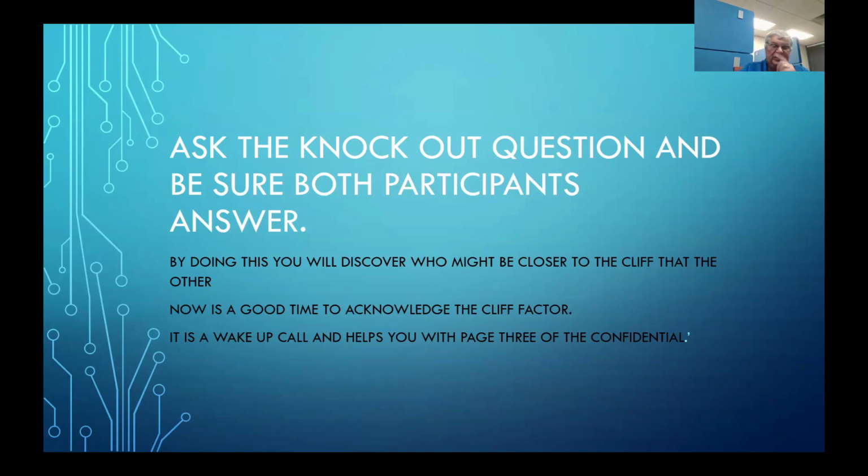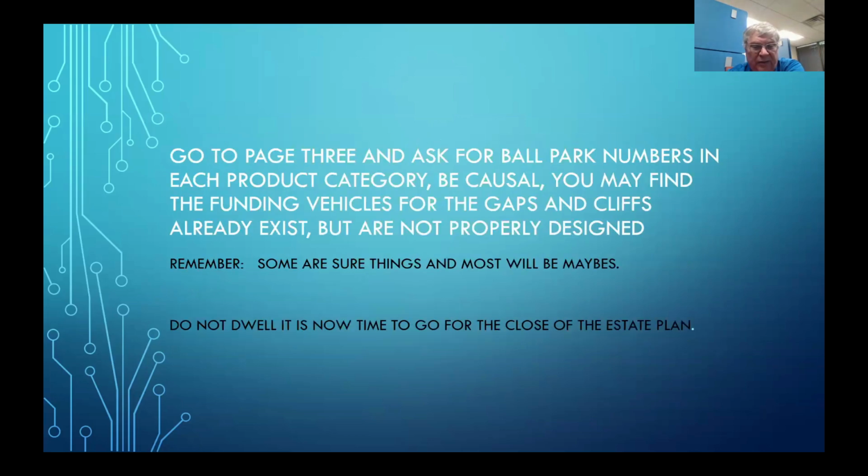And some people aren't doing a very good job with page 3 of the confidential. You don't have to have it accurate. That's why I just say, ask for ballparks. So remember now, they've got their webpage open. Go to page 3 and ask for ballpark numbers in each product category. Be casual. You may find the funding vehicles for the gaps and cliffs already exist, but are not properly designed. Remember, some are sure things, and most will be maybes.